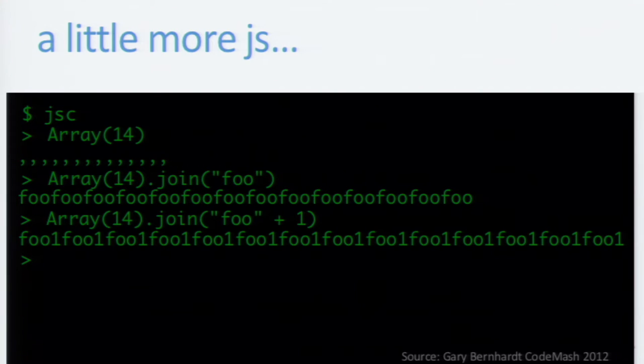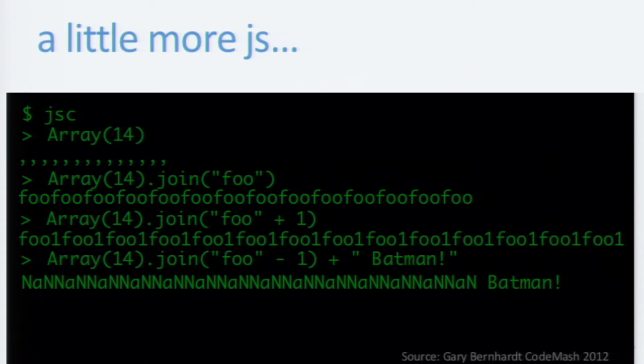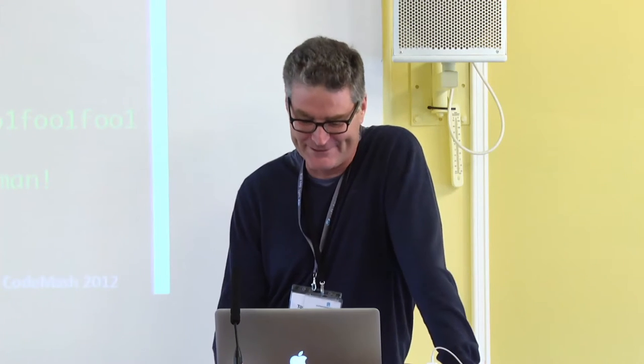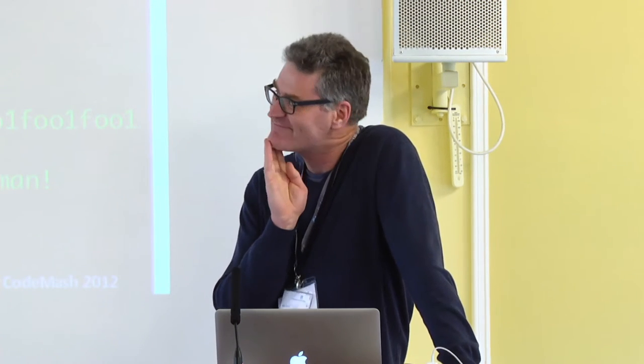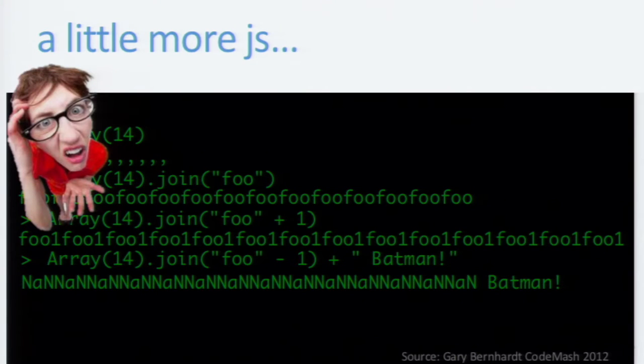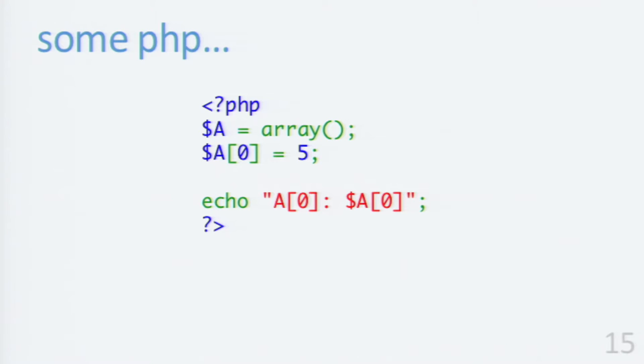Should we add one to it? Possibly reasonable. What if I subtract one and add Batman? No, Batman. Okay. So we're all laughing, but this is a little frightening, isn't it? I would like to think that this is a little frightening. It makes us scratch our heads and wonder what the heck is going on. Who and what and why have these languages been designed this way? A little bit of PHP. Okay, anyone want to have a guess of what the output for that is? Anyone, any PHP programmers here?